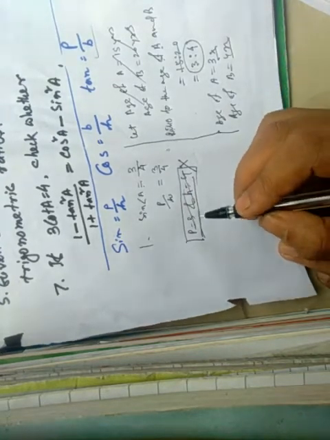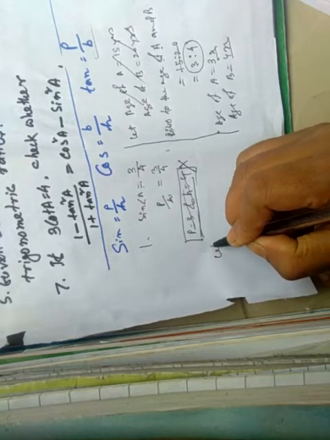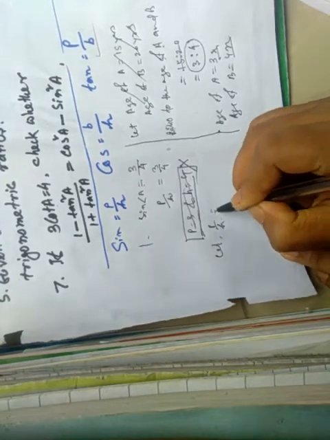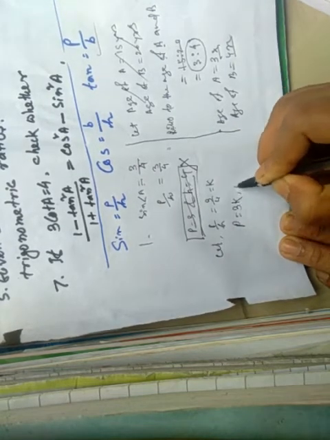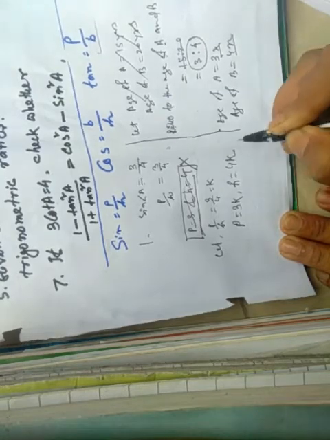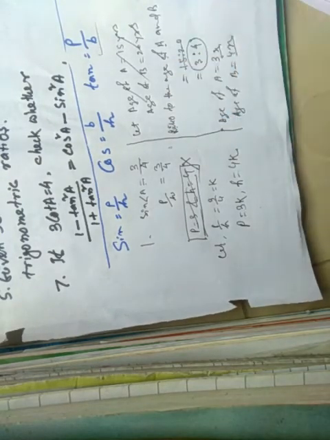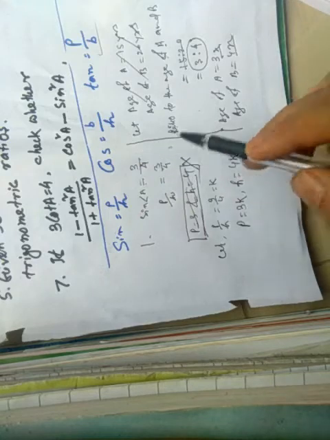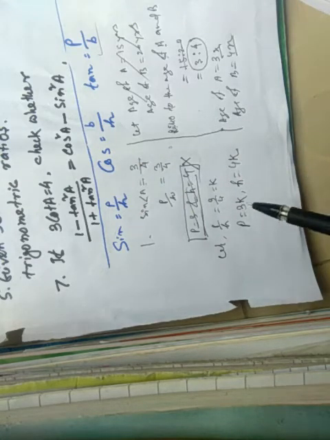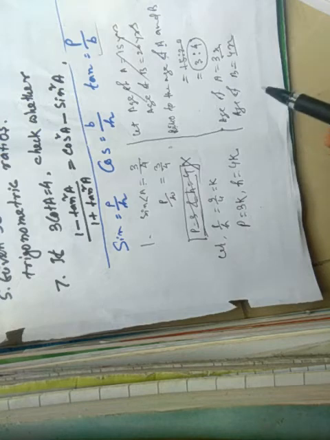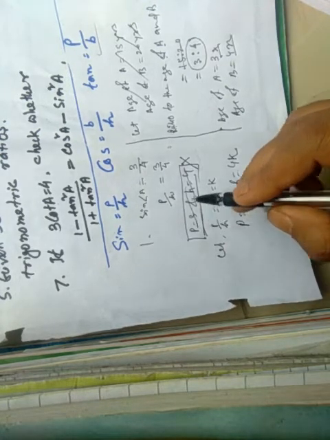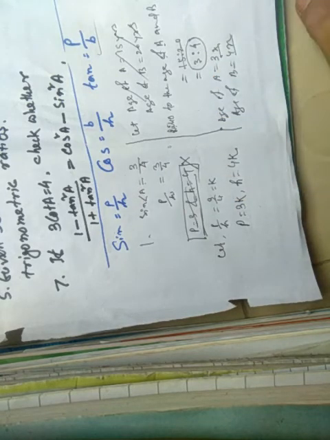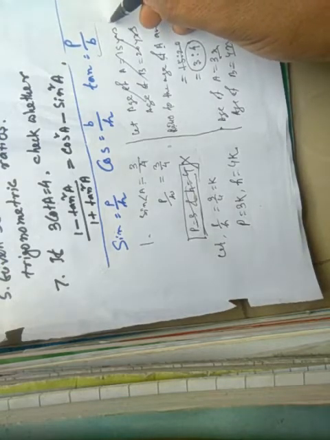So we let p by h equal 3 by 4 equal k. So p equals 3k, h equals 4k. Okay. Sin A equals 3 by 4, p by h equals 3:4, p equals 3k, h equals 4k. If we take p equals 3 and h equals 4, it is not correct. We should take p equals 3k, h equals 4k. Notice this example.